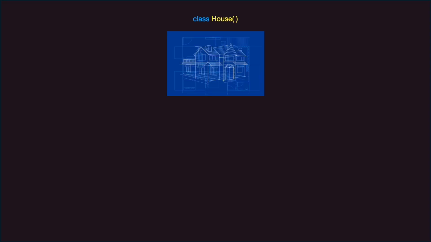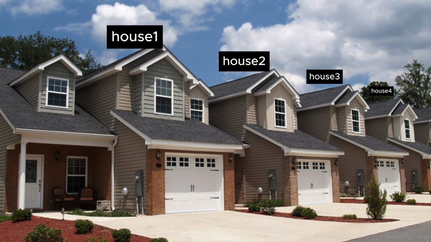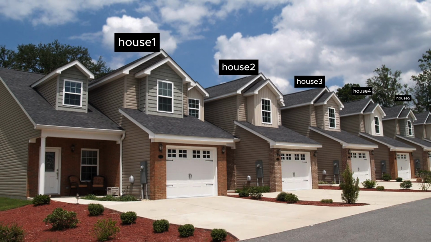A real world example would be back to the houses. The class would be the blueprint for that house, and then the actual objects would be all the houses made from that one blueprint. And if you've seen suburban homes, they all look the same. So they all have the same class.